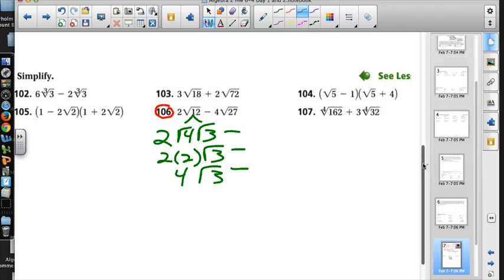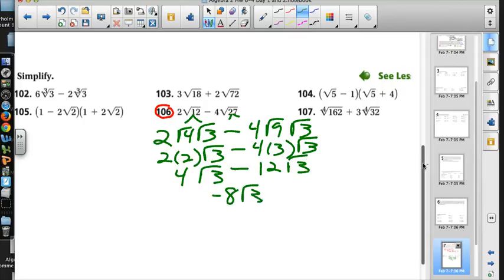And then we have a 4, and the square root of 27 would be the square root of 9 and the square root of 3. So 4 times 3 square roots of 3, because when things are sitting right next to each other in algebra, that means that we're multiplying. So 4 square roots of 3 minus 12 square roots of 3 would be a negative 8 square roots of 3. Like I said, that's always a good review for how to add and subtract our radicals.